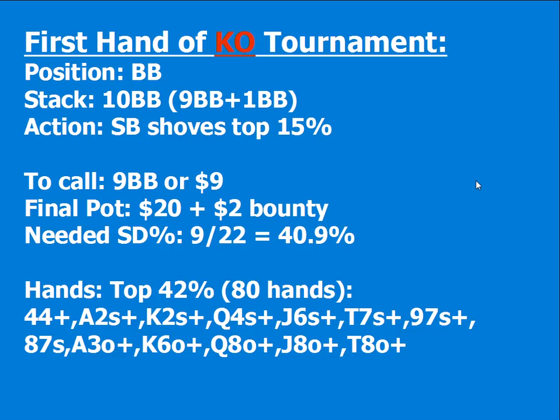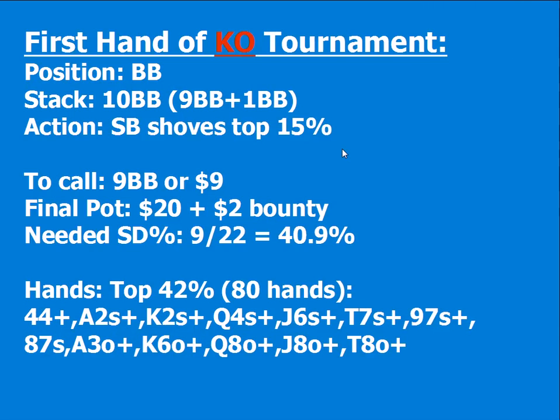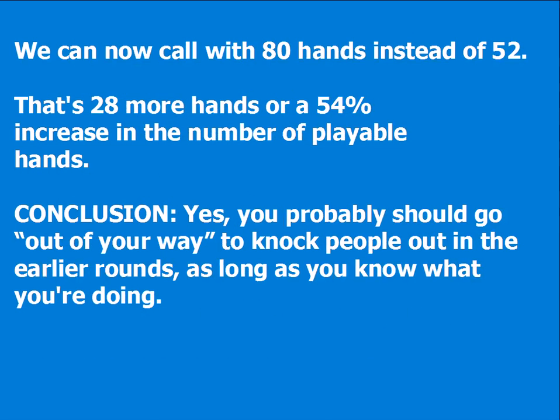Now, if we compare that to the previous situation where it was not a knockout tournament, there we could only call with the top 26% of hands, and all of a sudden now we can call with the top 42% of hands, just because of the addition of the overlay that the bounty provides. We can now call with 80 hands instead of 52. So that's actually 28 more hands, or a 54% increase in the number of playable hands, right?